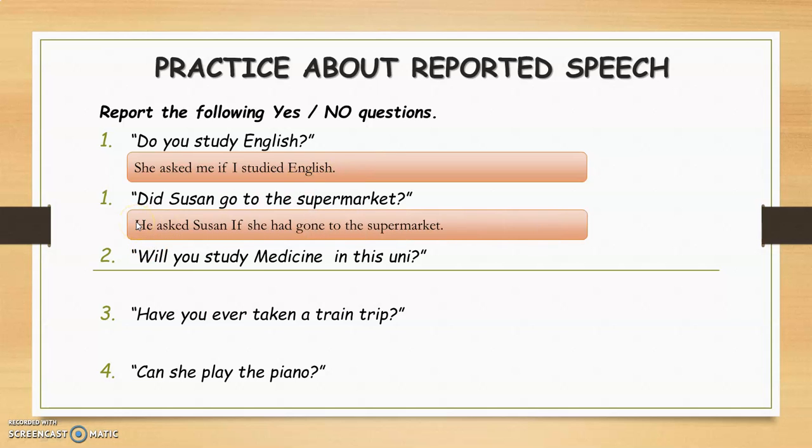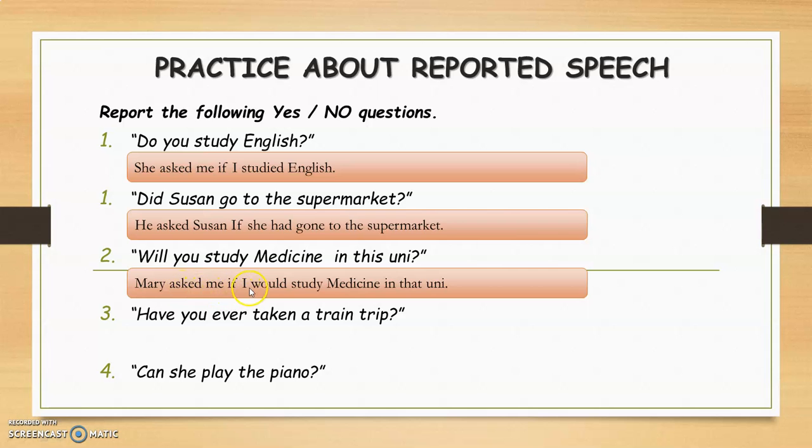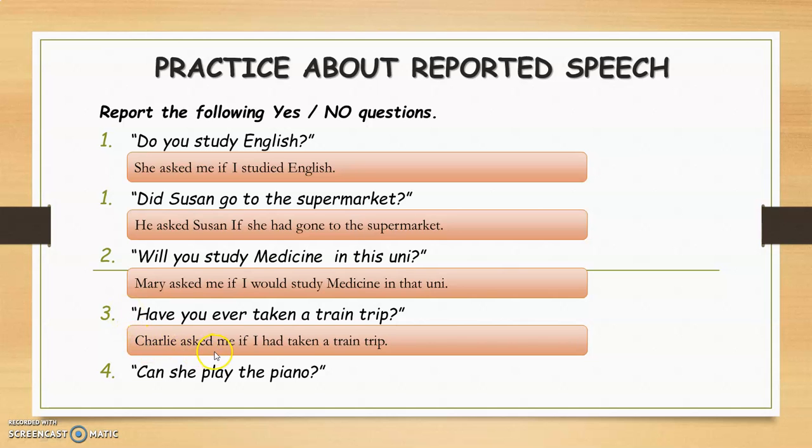Next sentence. He asked Susan if she had gone to the supermarket. Direct speech is in past simple. The reported speech is in past perfect. Next, Mary asked me if I would study medicine in that uni. Will changes to would, and this changes to that. Next, Charlie asked me if I had taken a train trip.